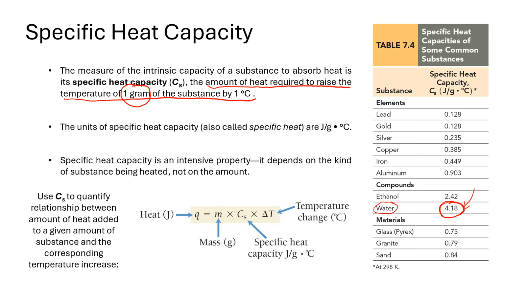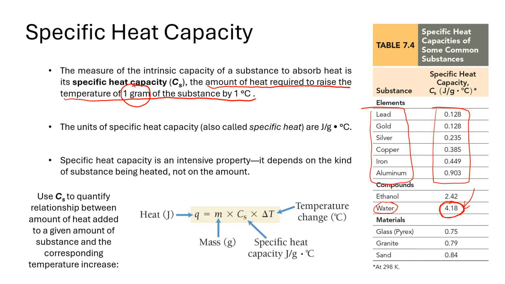We don't need to know the reason why. We just know that water does, and all of these other elements on this table have their own specific heat capacities, a lot lower numbers, but nonetheless, those would have to be given to you in a problem that requires you to use these specific heat capacity numbers.